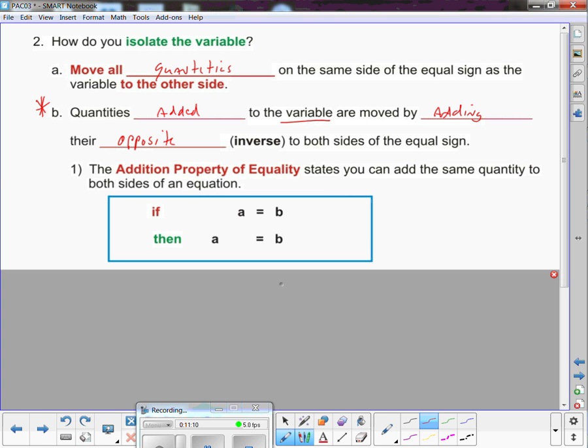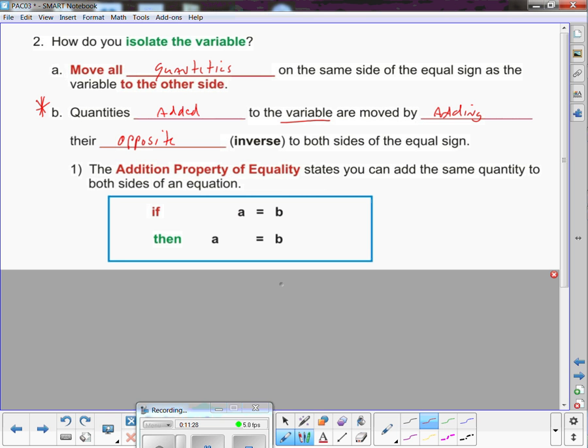All right, look at number one. So with this, why we're allowed to do this is the addition property of equality. It's what allows us to be able to move something added to the variable by adding their opposite to both sides. And it just goes like this. It says that you can add the same quantity to both sides of an equal sign.